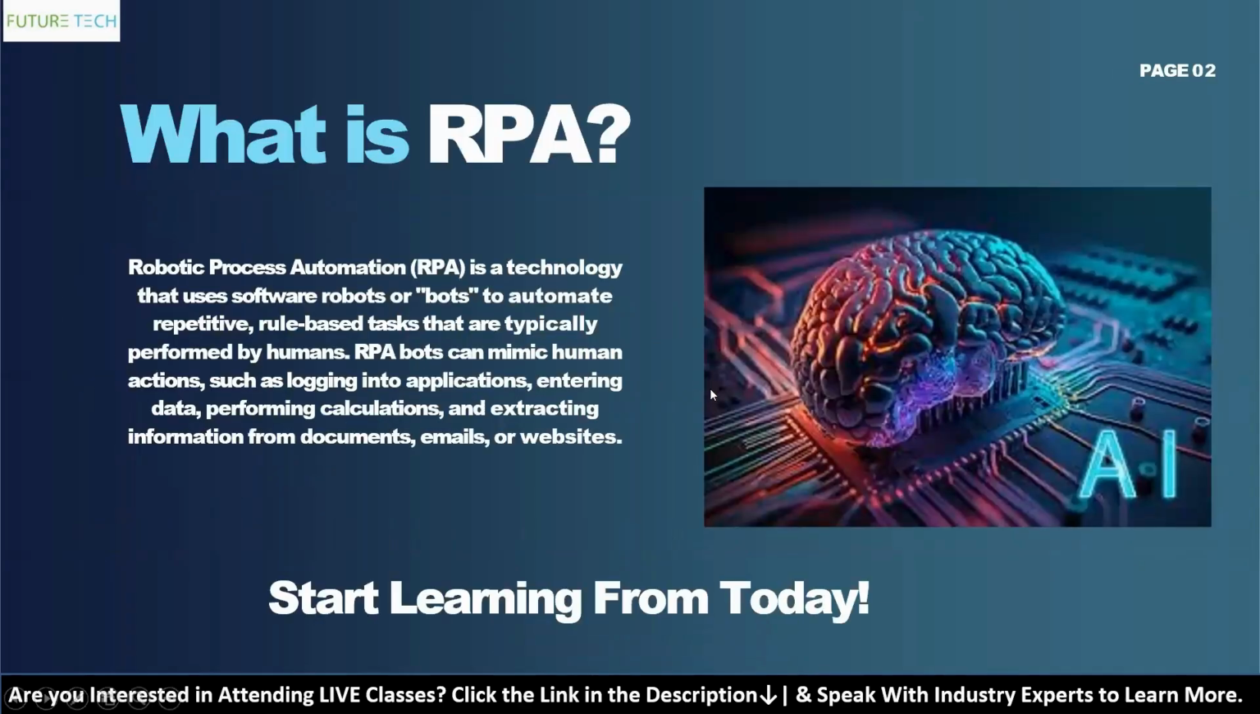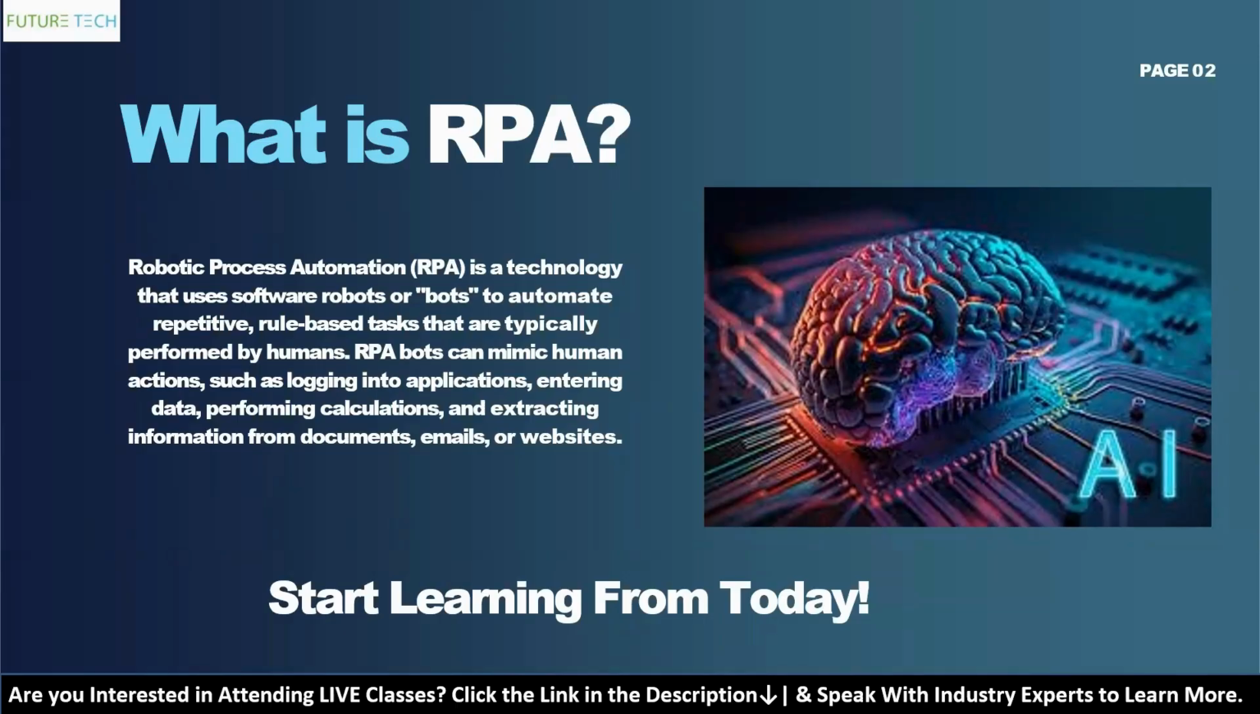So guys, what is RPA? Before starting the Power Automate session, we're going to understand what robotic process automation is. Robotic process automation is a technology that uses software robots or bots to automate repetitive tasks, any type of rule-based task, any type of monotonous task that is performed by humans.